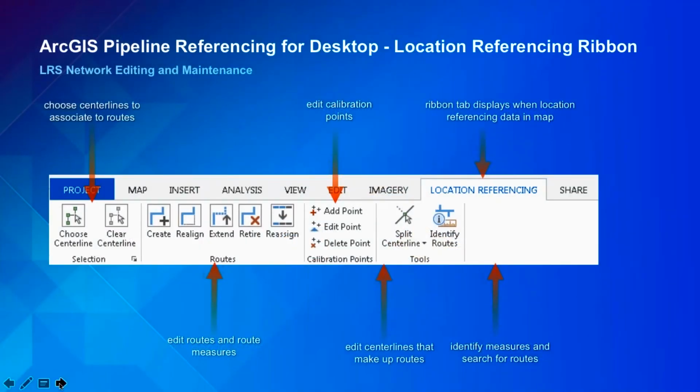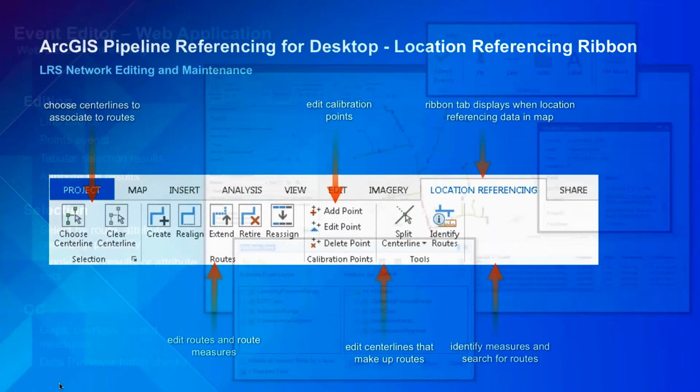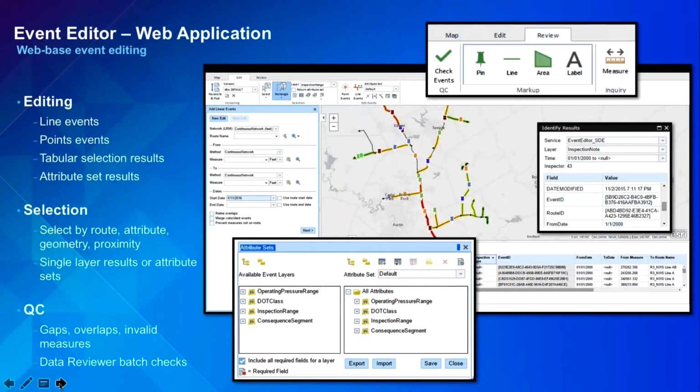As I mentioned, the main route editing tools have been built so that they work inside of our ArcGIS Pro environment. So when you're in the Pro environment and you add data to the map, you'll get a new Location Referencing ribbon. And this ribbon is where we do most or all of our route editing operations against the networks. And again, we'll show you this in more detail when we get to the demo itself. And then finally, we have a web application that is used to edit the events along the pipeline centerline.